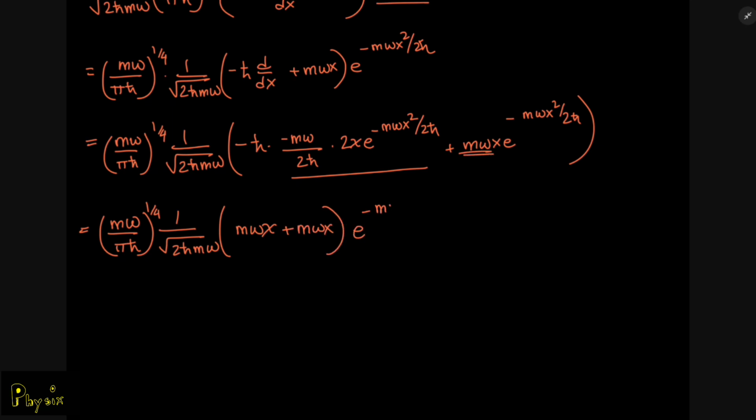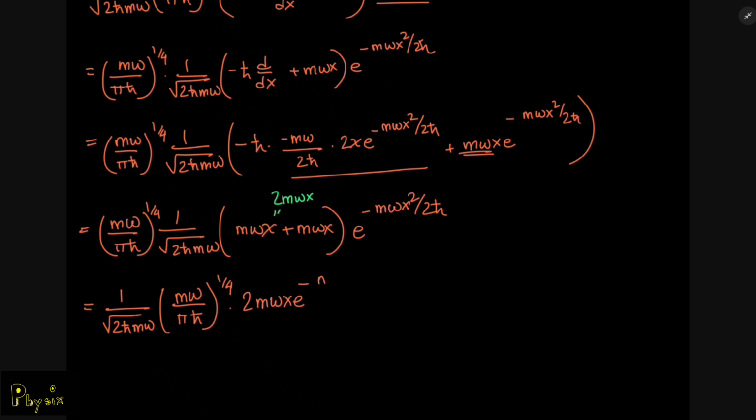and outside we can bring out our exponential, right? So this entire thing just becomes 2m omega. Let me write this down in this way. This is equal to 2m omega x. All right, so our final term just becomes 1 over the square root of 2 h bar m omega times (m omega all over pi h bar) raised to the 1/4 times 2m omega x e to the negative m omega x squared all over 2h bar. All right, so this is basically your a plus acting on psi of 0.